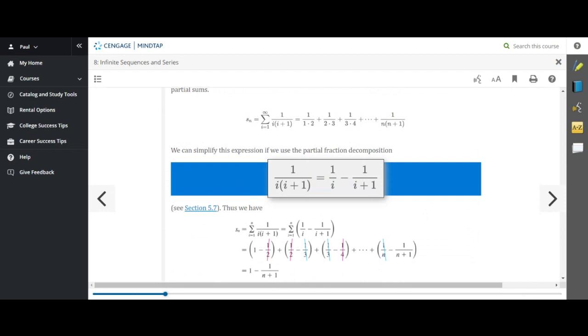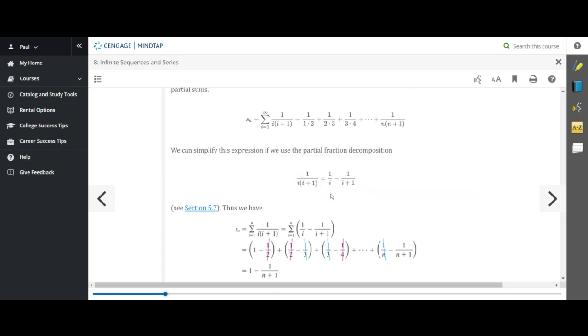So 1 over i times i plus 1 is equal to 1 over i minus 1 over i plus 1. You would write 1 over i times i plus 1 as A over i plus B over i plus 1, and you would determine A equals 1 and B equals negative 1. If you do that, you can rewrite the nth partial sum like they show you here.